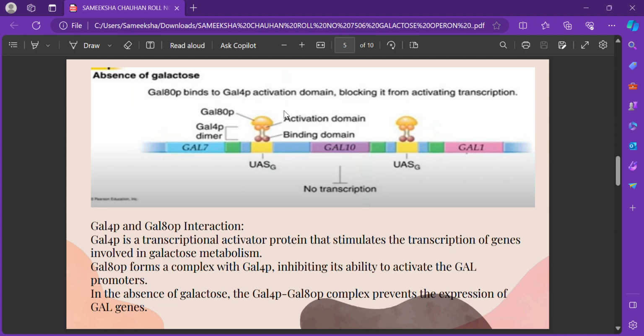Now, this activation domain, when the galactose is absent, is occupied by our GAL80P protein. Here, we don't want to transcribe GAL genes because, of course, galactose is not present. So here what happens, GAL80 inhibits the GAL4P by binding to its activation domain and preventing it from activating the nearby GAL genes, and thus transcription cannot occur, and the cycle remains in the rest state.